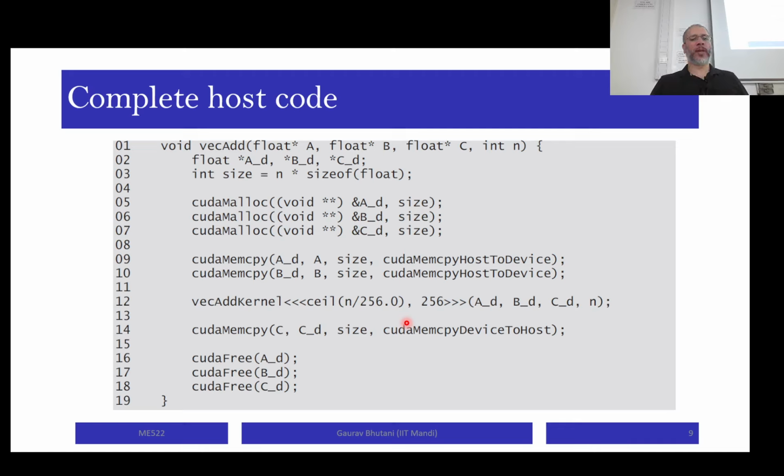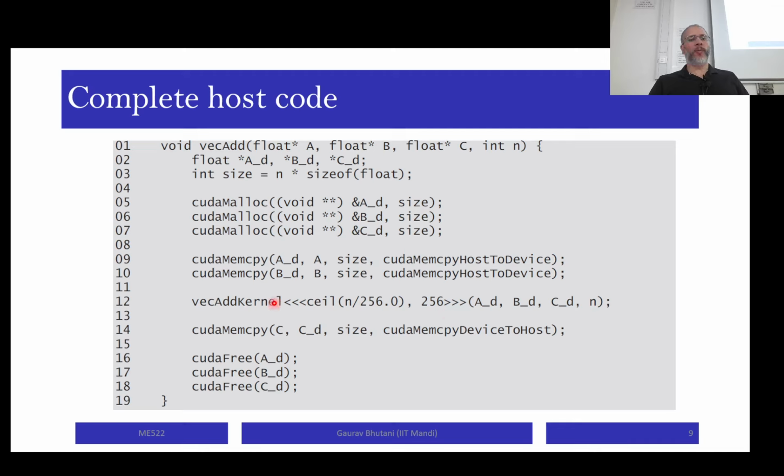So let's say n is 500 as an example, and the number of threads per block is 256, so you need 2 blocks. If you divide 500 by 256, you get 1 point something. The ceil function is a ceiling function, so it takes the next integer, which in this case will be 2. So you will have 2 blocks and 256 threads per block.